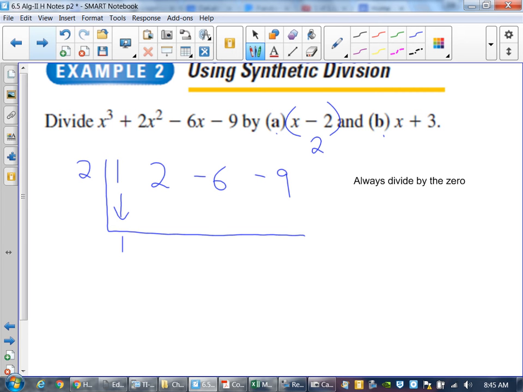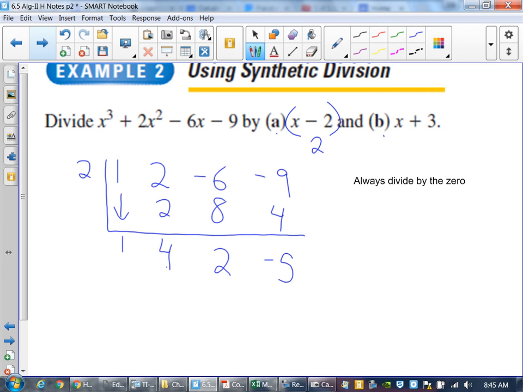Take a deep breath. Okay. 2 times 1 is what? We write that here. What's 2 plus 2? What's 2 times 4? What's negative 6 plus 8? What's 2 times 2? Negative 9 plus 4. You just divided synthetically.